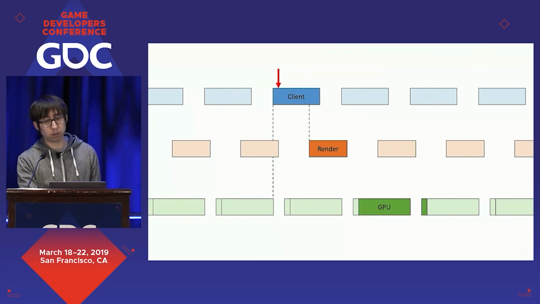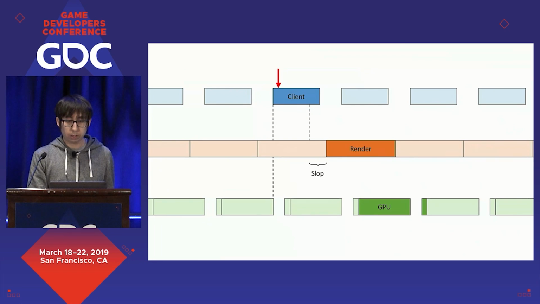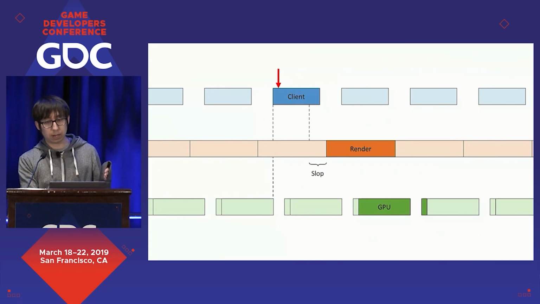So that means we have to alter the definition of slop between the client and render frames. Now it's the delay between waking the render thread and the render thread actually starting this frame.